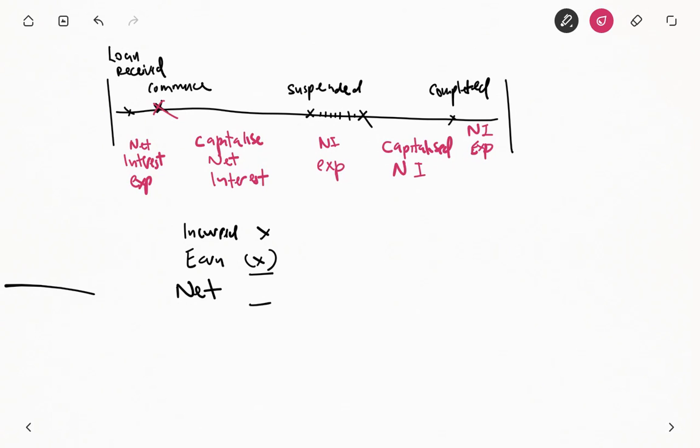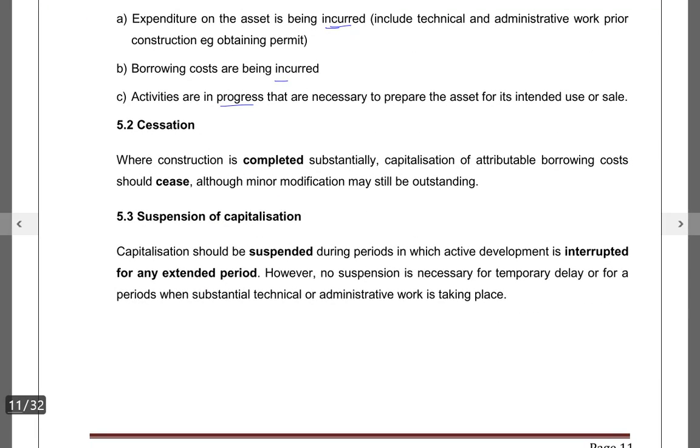SBR. So what is commencement? It means expenditure must have been incurred, borrowing costs also incurred, and it must be in progress. Yeah, you have commencement, then you start to capitalize. And suspension period. So what is suspension? IAS 23 paragraph 20 first. Capitalization should be suspended, means you don't capitalize during the suspension period, when active development is interrupted for an extended time. Due to safety reasons, indefinite suspension for 10 months, for 5 months, or until further notice, you don't capitalize.